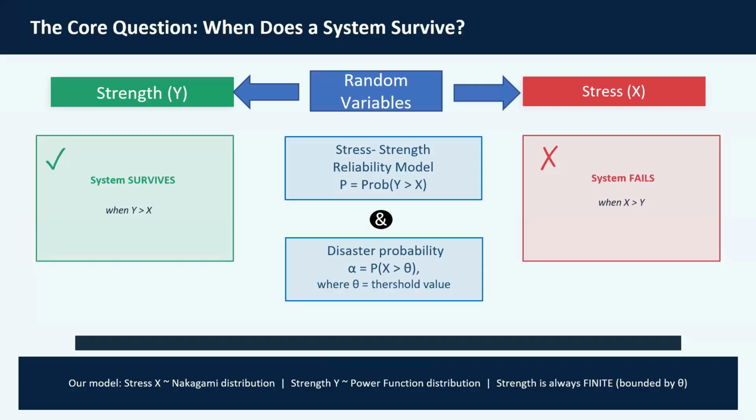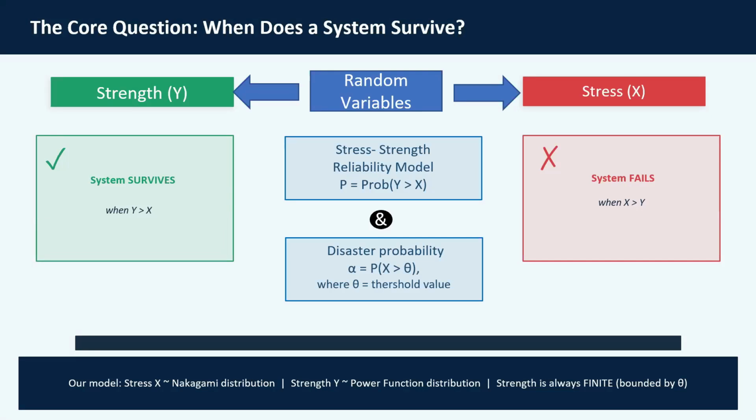Now, the core idea behind this research article is the stress strength reliability model, which is widely used in the reliability engineering field. It is sometimes denoted by P, or in some research articles by capital R. It is the probability that Y is greater than X. Here Y is our strength variable, and X is our stress variable.